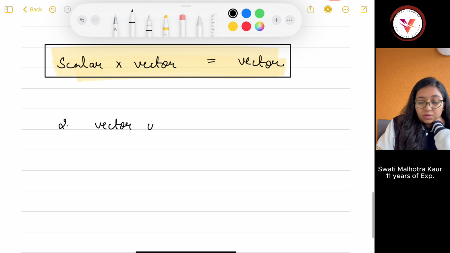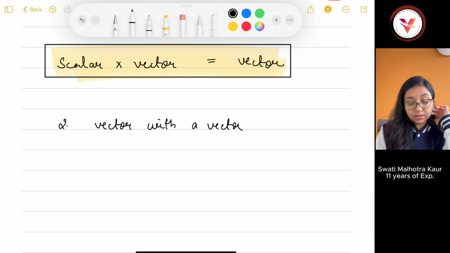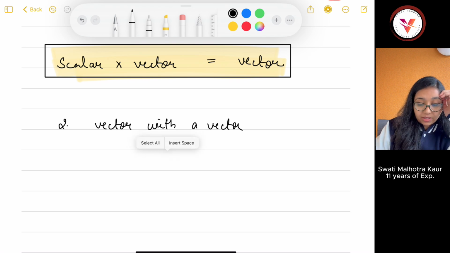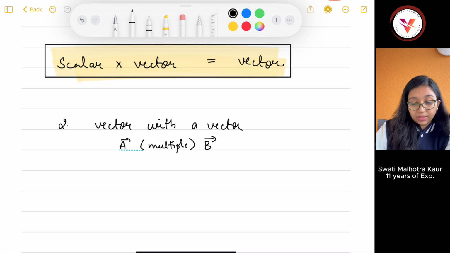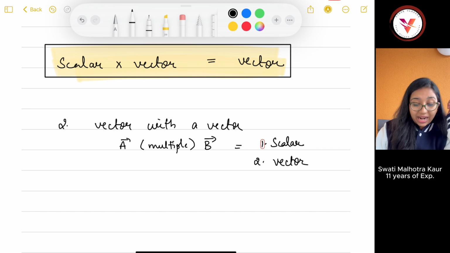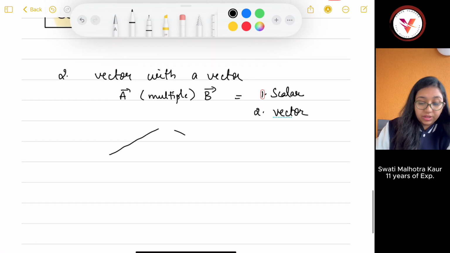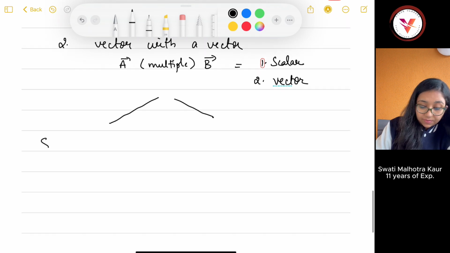Vector with a vector. So if you multiply two vectors together, let's say a vector has a product with another vector, let's say b vector. So you get two things here. First is you can get a scalar, and second you can get a vector. And on that basis, you have two different things. First is scalar product or dot product.